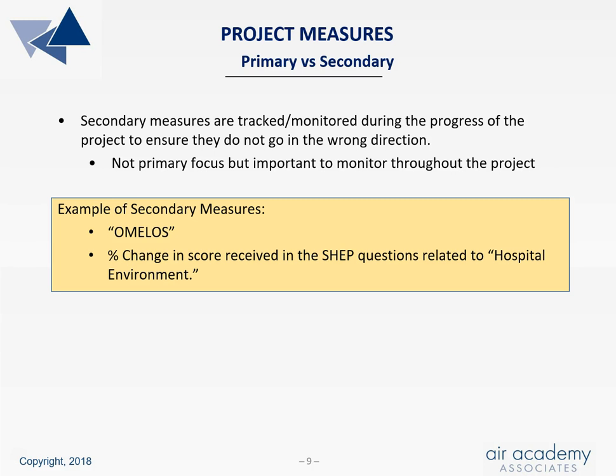In our case here, there's two secondary measurements which are certainly applicable. Observed minus expected length of stay is a time measure. We don't want that measurement to go in the wrong direction as the team reduces the percent hospital stay-related healthcare associated infections. Likewise, we would expect to see an improvement in the score received in the SHEP questions related to hospital environment. We wouldn't want to see that measurement go in the wrong direction.